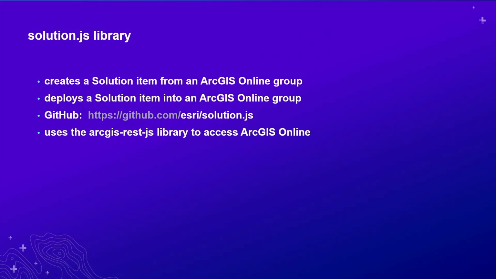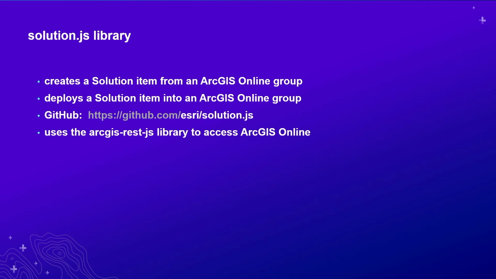We begin with the solution.js library. It creates a solution item from an ArcGIS Online group, as I showed you. It deploys a solution item into an ArcGIS Online group, and that's what Chris showed you. So underlying that app that you saw is this library call. It's an open source product available in GitHub under the Esri organization, and it's called solution.js.